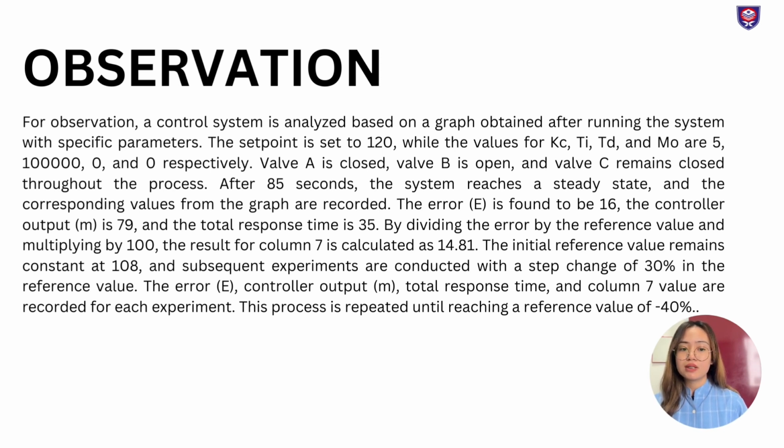The error is found to be 16 and the controller output is 75 M and the total response time is 35. By dividing the error by the reference value and multiplying by 100, the result for column 7 is calculated as 14.81. The initial reference value remains constant at 108 and subsequent experiments are conducted with a step change of 30% in the reference value. The error, controller output, total response time and column 7 value are recorded for each experiment. This process is repeated until reaching a reference value of negative 40%.